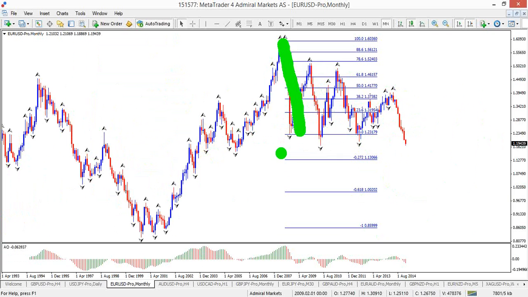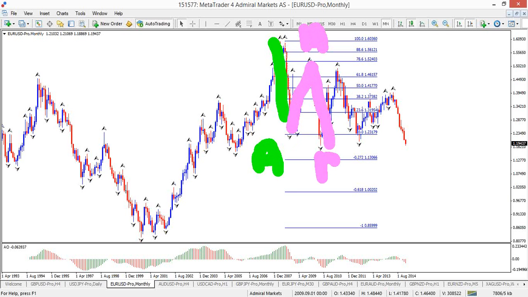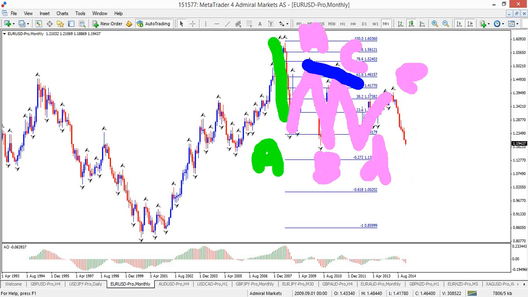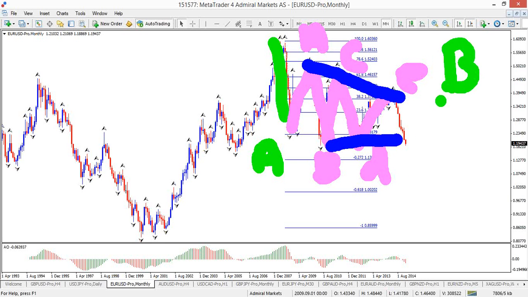This is, let's see, this is an A, and then we have a triangle for A, B, C, D, E, like this. E completes B. The B is basically a triangle with A, B, C, D, E in it. After A, which was impulsive, as you can see, fast move down, then the triangle, we should expect, again, a fast move down for C.